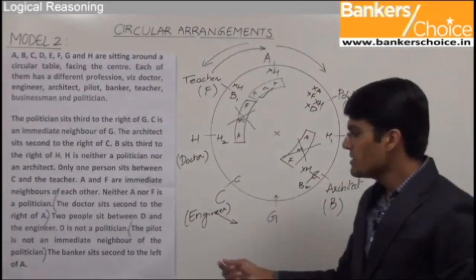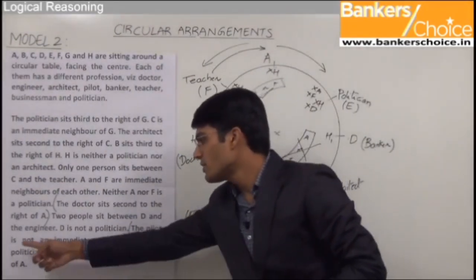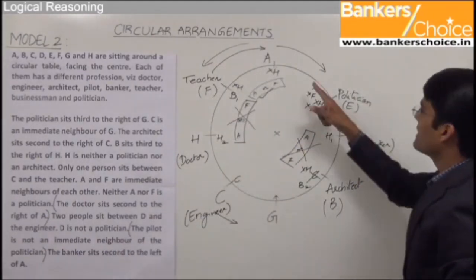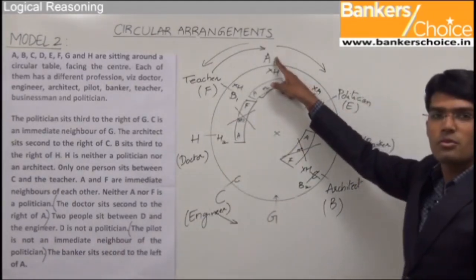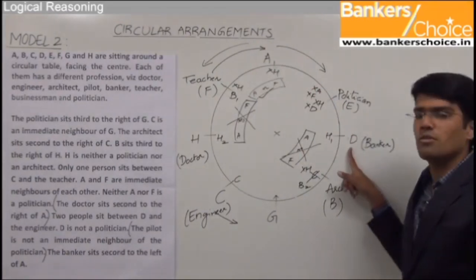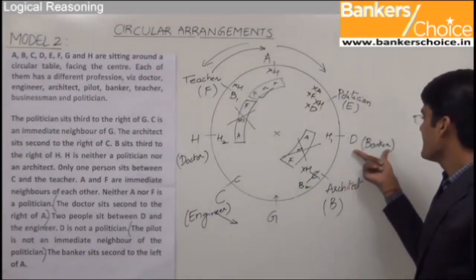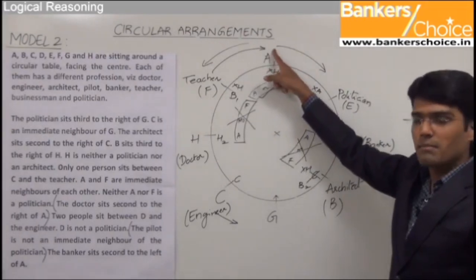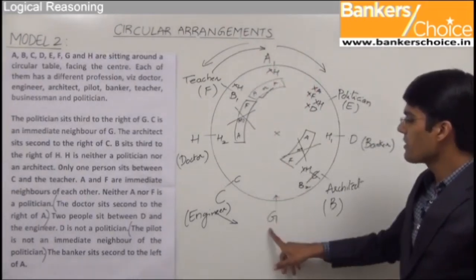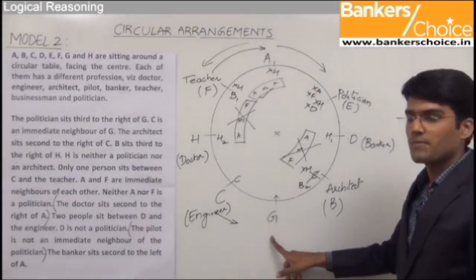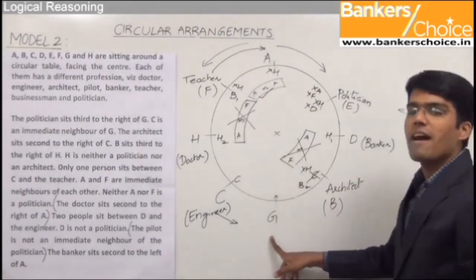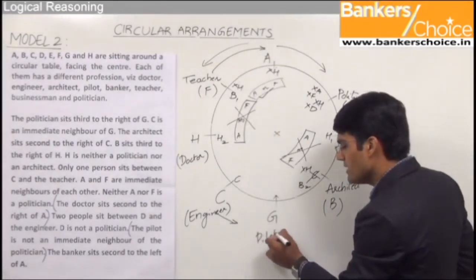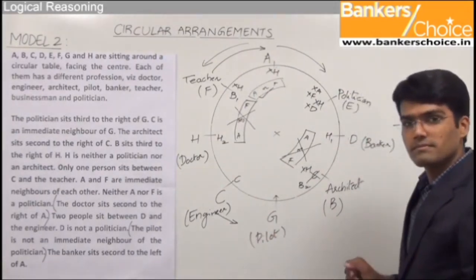The other statement which we have left was the pilot is not an immediate neighbor of the politician. So we can say that the pilot cannot take the position occupied by A or the position occupied by D. But since this is already taken by banker and this place cannot be taken by pilot, the only possibility for pilot is the position G, since all the other professions have been fixed. So we can say that the pilot should be the person G.